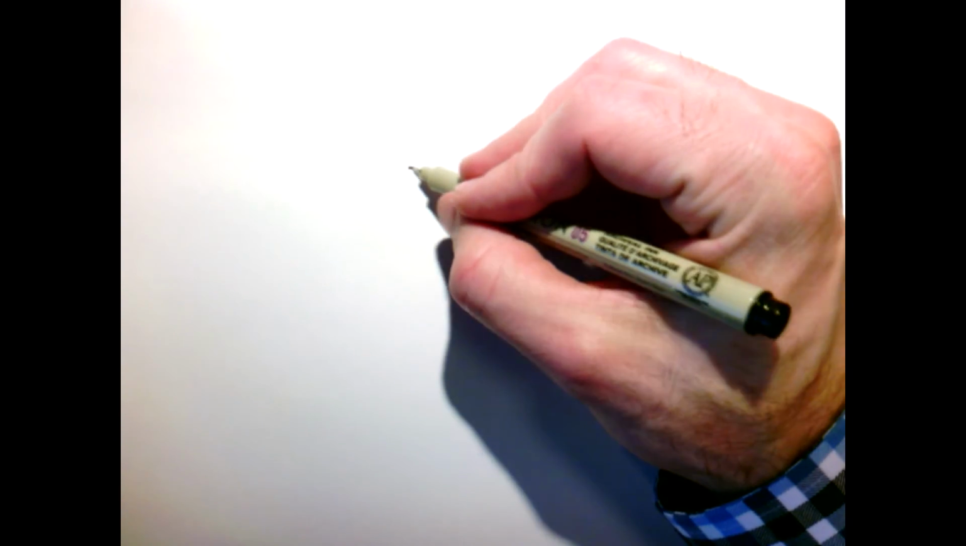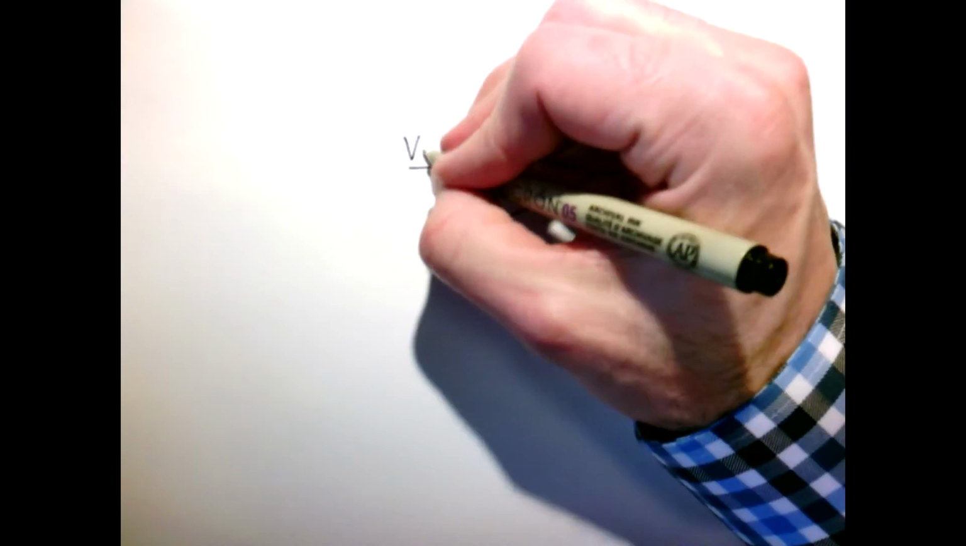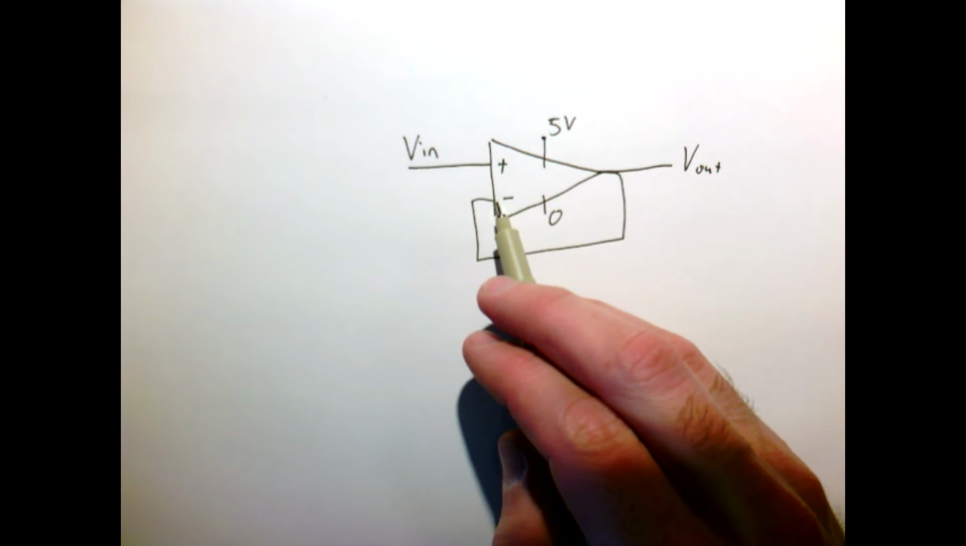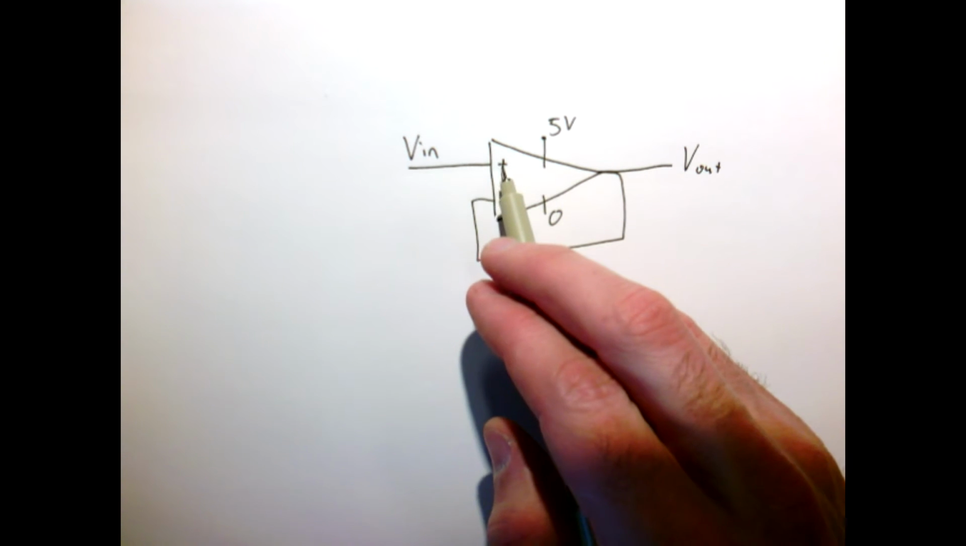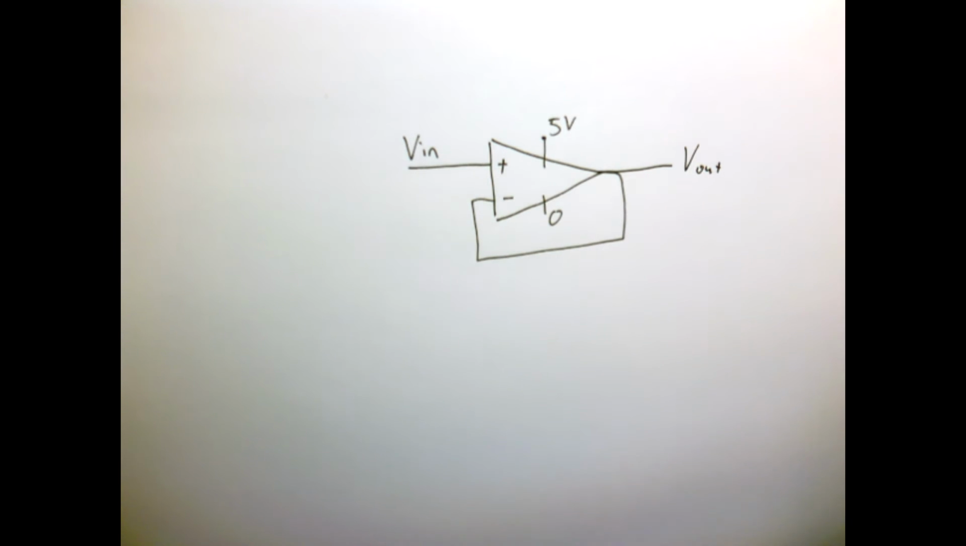So let's look at the simplest circuit we can build with an op-amp that's actually useful. The circuit is as follows. We simply take a wire and connect the output to the negative input. We set the voltage coming into the positive terminal of our input, called Vin, and we just simply monitor the output coming out of the op-amp.